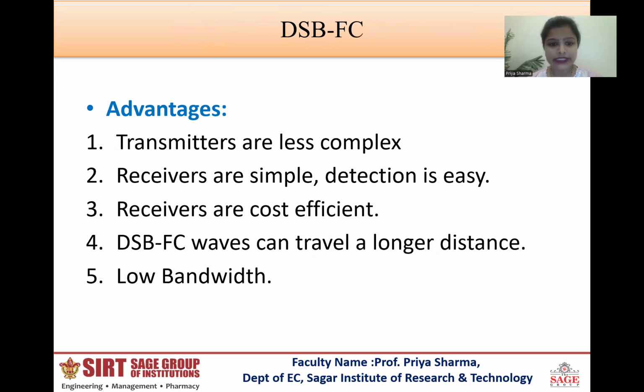Now, coming to the advantages: transmitters are less complex, receivers are simple, so detection is easy. Receivers are cost efficient. DSB-FC waves can travel a longer distance.